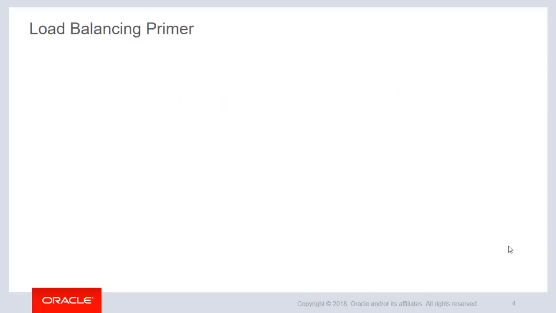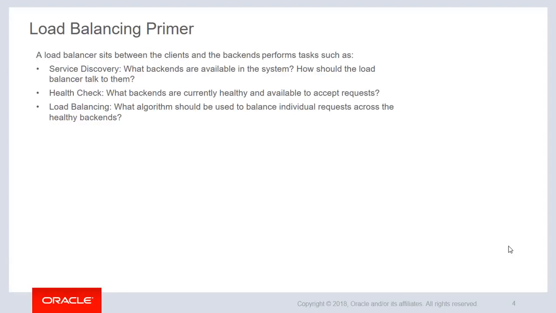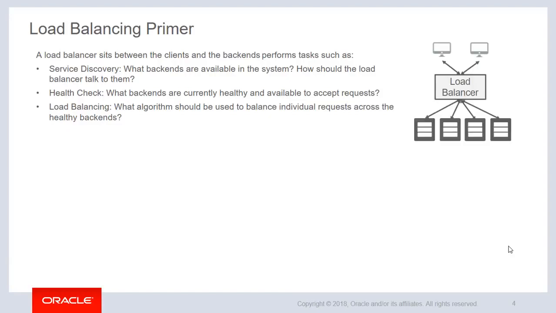So let's get started. Before we dive deeper into the OCI load balancing service itself, let's look at a quick primer on load balancing. A load balancer sits between the clients and the backends and performs various tasks such as service discovery, health check, and load balancing. So what do I mean by them? Service discovery means what backends are available in the system and how should the load balancer talk to them.